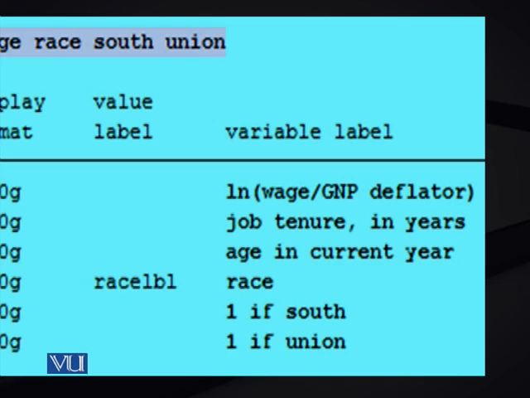Age is given, race is given. You have South and Union as two dummy variables. Look at the label, one if South, one if Union. So if the person is from the South, the value of the variable for him is 1. And if he is not from the South, the value will be 0. And if he is a member of the Union, the value will be 1, else the value will be 0.